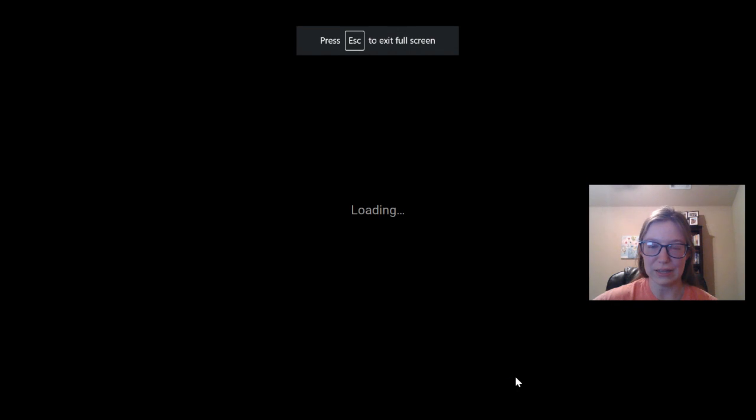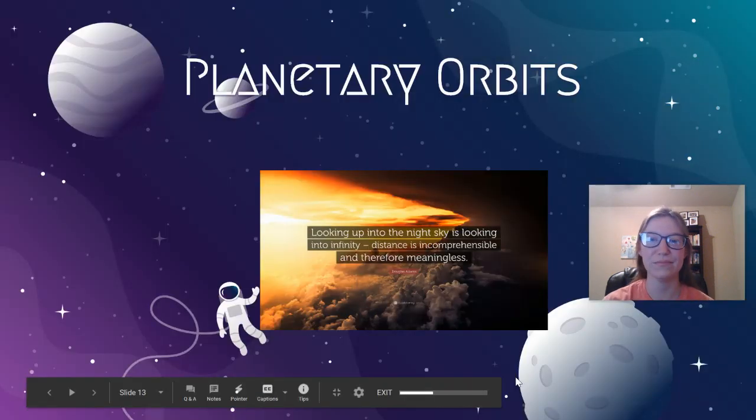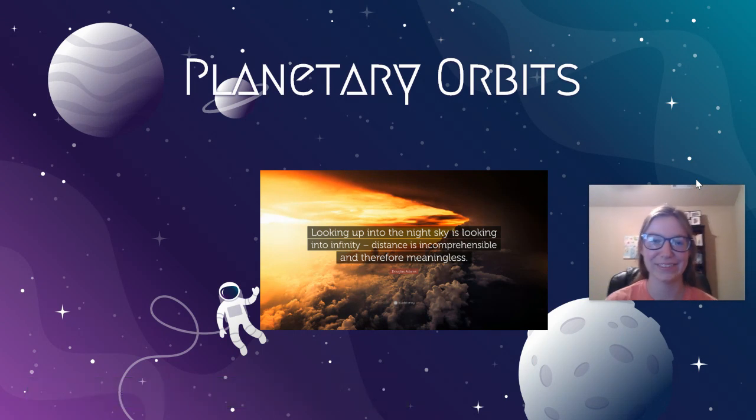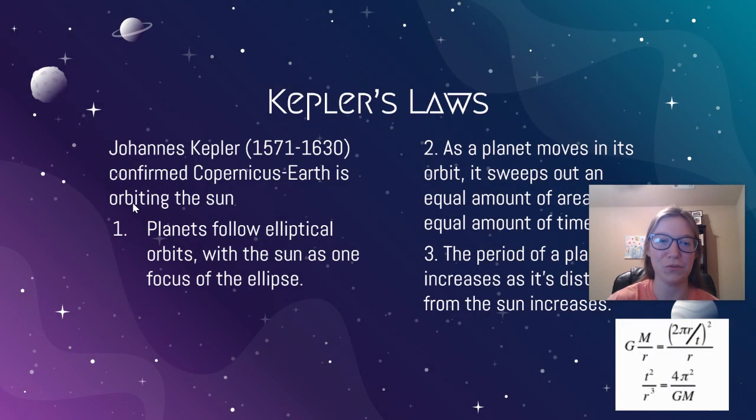Okay, and let's hide this for now. All right, back to my favorite PowerPoint presentation. Woohoo! Okay, planetary orbits. Here's a quote from a book I like. Moving on. Okay, Kepler's laws.